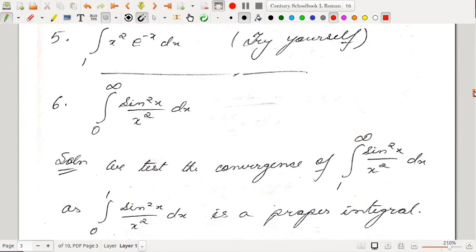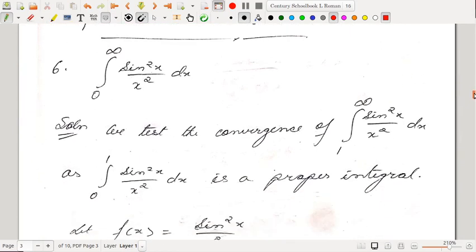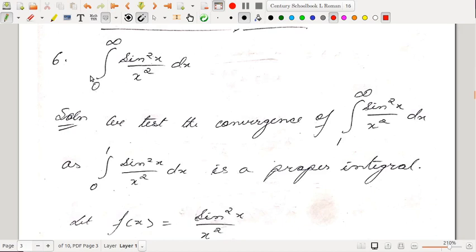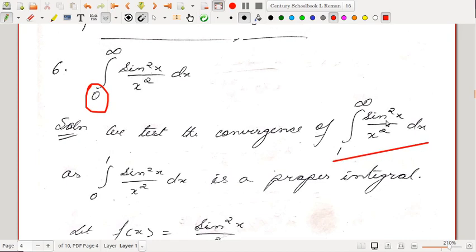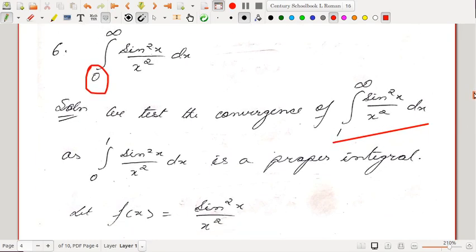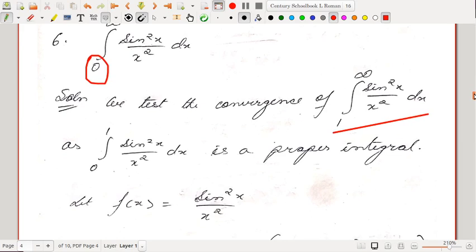The sixth one, the integral from 0 to infinity of sine squared x by x squared. This is also something similar. 0 is included here, but we have x in the denominator. So we test the convergence from 1 to infinity of the same function, because the integral from 0 to 1 of sine squared x by x squared is a proper integral. If it were an improper integral, then we would have to test both.